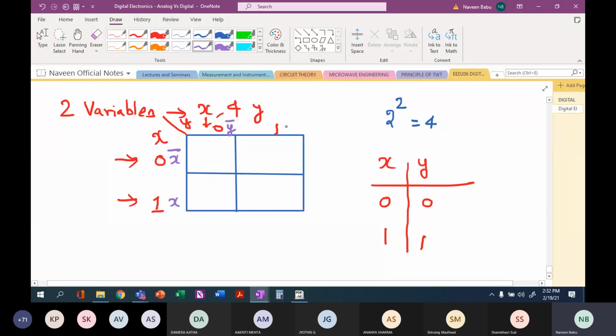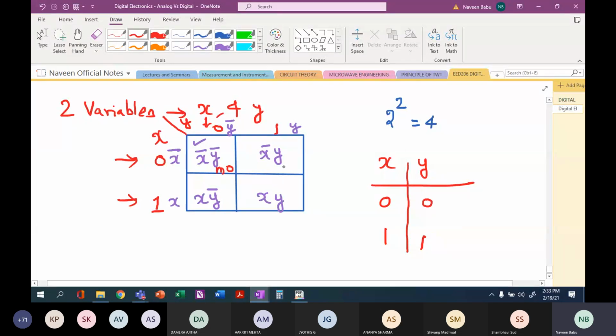Now, I've already said that each square corresponds to a minterm. What this means is, this square is an intersection of x equal to 0 and y equal to 0, which means that this cell corresponds to the minterm x bar y bar. Similarly, this cell corresponds to x bar y. This cell corresponds to x y bar and this cell corresponds to xy. Now, what is the decimal equivalent of x bar y bar? X bar y bar is 0. So this cell corresponds to the minterm m0.